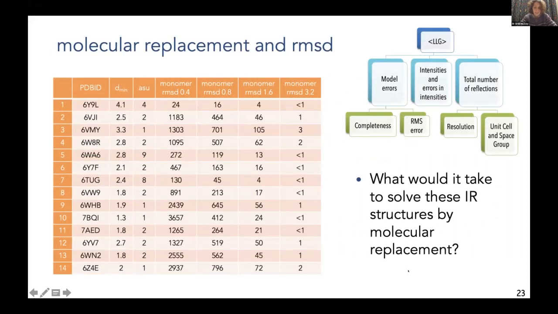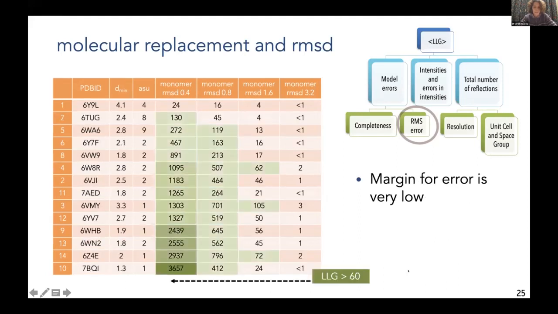So there's a few things to look at here. The first is that the LLG goes up as our RMSD goes down. That's obviously what we'd expect. I'm just going to resort this column by the LLG for 0.4. There we go, sorted and then coloured in. So in green, we have all of the structures that are predicted to have an LLG greater than 60 for the monomer. And you can see that the margin for error is really low. So you really do need good models in order for molecular replacement to work with these structures. But that's within the range that we're getting with the AlphaFold 2 structures.